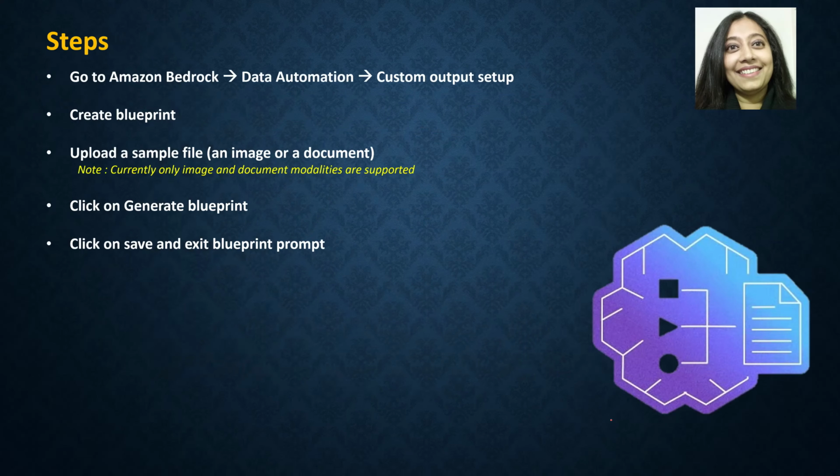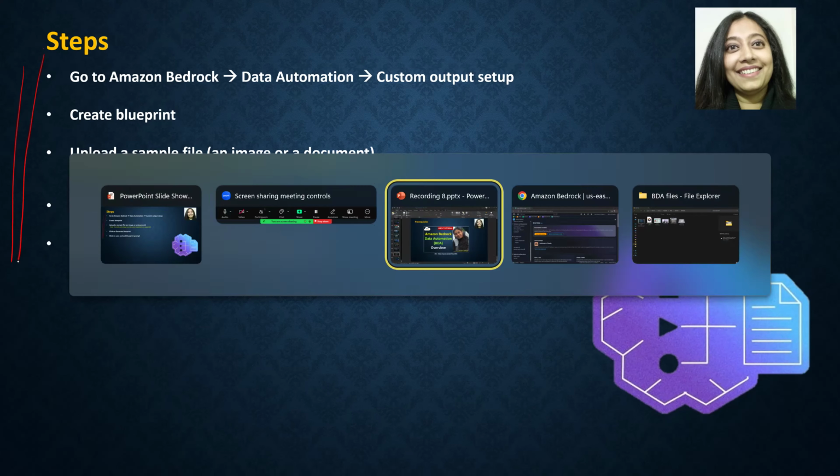So in our lab today, we are going to see how to create a custom blueprint for an image or a document using Amazon Bedrock Data Automation. These are some very simple steps, and we will execute these steps one by one and generate our blueprint. So let me quickly switch to Bedrock.